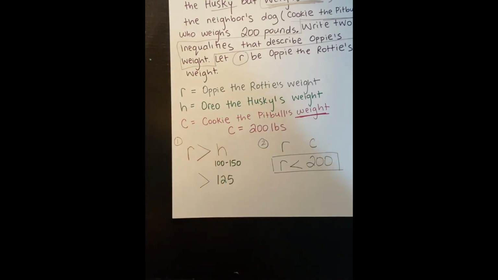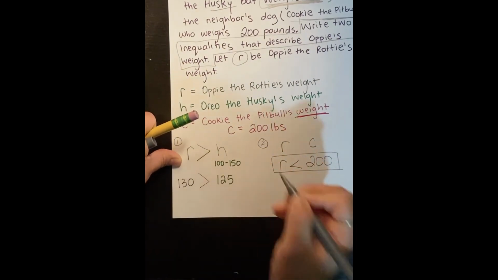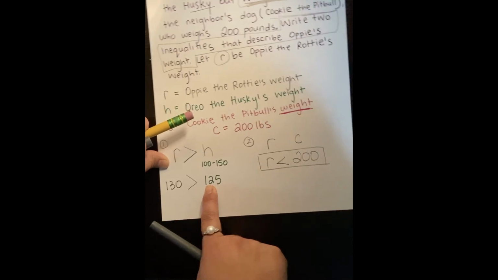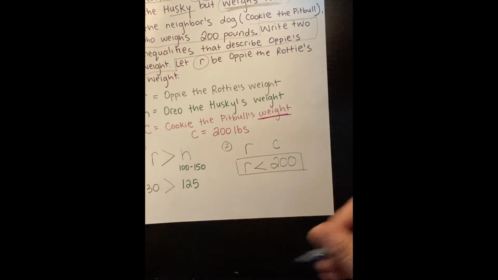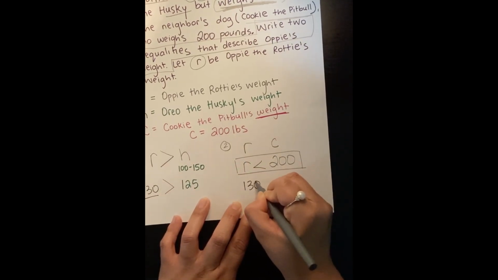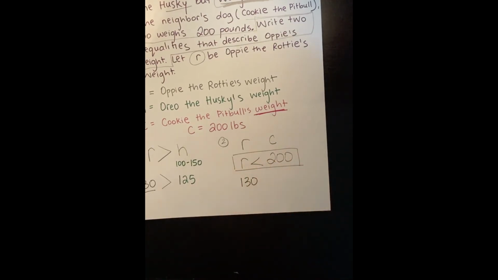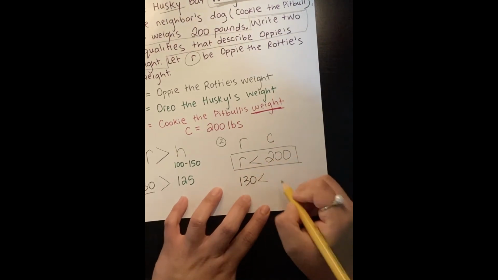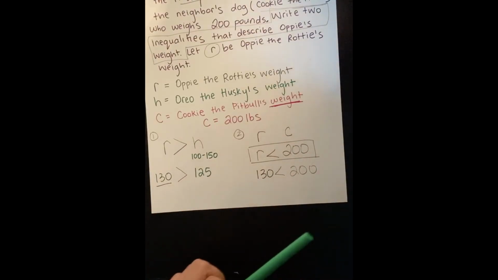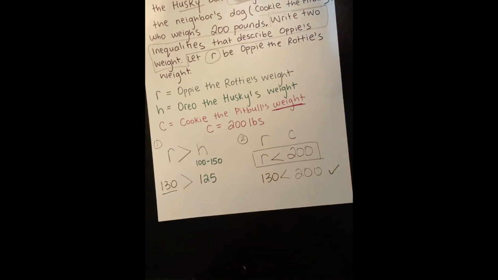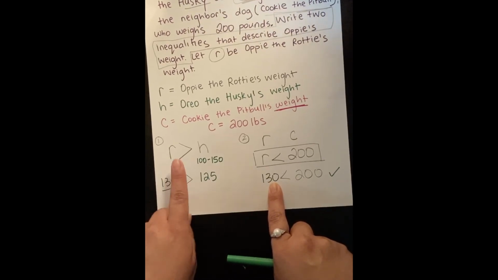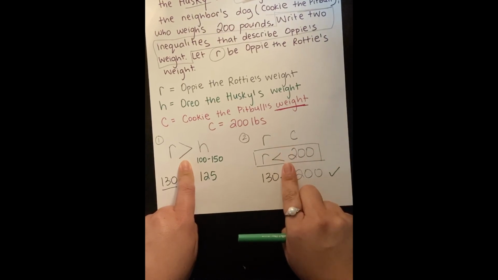So a number that I could put for the Rottweiler is 130. 130 is greater than 125. And over here, I need to make sure that this 130 also makes this inequality true. That 130 is less than 200. And that would be true. So a possible weight for the Rottweiler could be 130 pounds because it makes the first inequality true and the second inequality true.